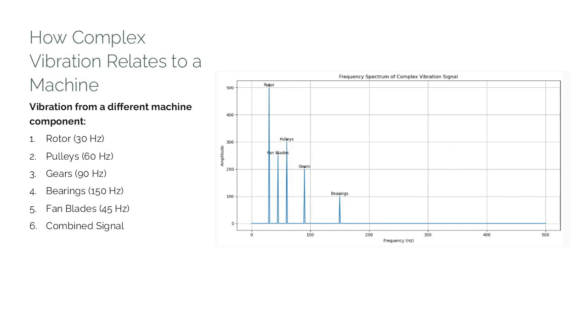This is how vibration analysts identify which components are contributing to the overall vibration. By comparing the measured spectrum to known component frequencies, you can diagnose faults like imbalance, misalignment, or bearing wear.